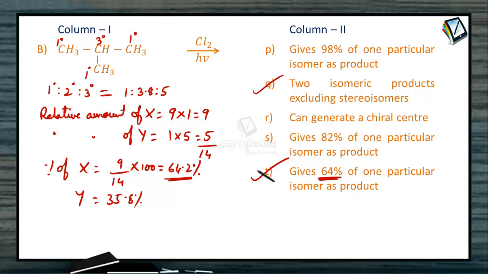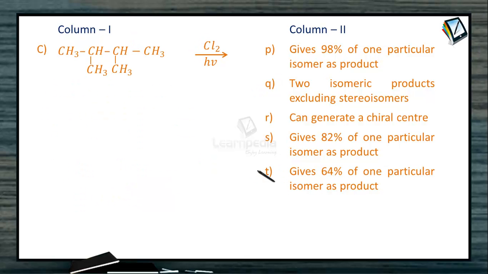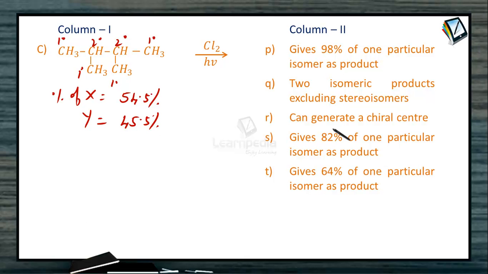The same way you need to even calculate for the structures C as well as D. And in this case, there are again two different types of hydrogens. These are the primary hydrogens and these are the secondary hydrogens. And we are talking again about the chlorination here. So when you do the similar type of calculation, if I assume the product formed is X, when we are replacing any one of the primary hydrogens with chlorine, the percentage of X you get is equal to 54.5%. For practice, I am not calculating here. And the percentage of Y is 45.5%. No such point is present in column 2. So definitely we cannot match that one.